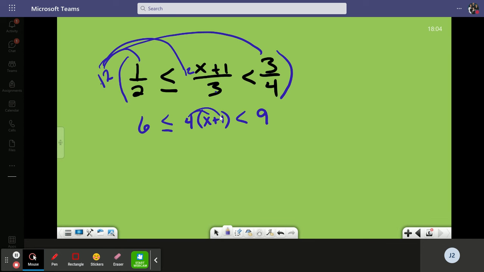Okay, and we're going to distribute that 4. So now 4x plus 4 is less than 9, and we are ready to start solving. Had a few extra steps to get ready to solve, but I am at that 2-step. So I'm going to subtract that 4 from all 3 spaces. 2 is less than or equal to 4x, which is less than 5.